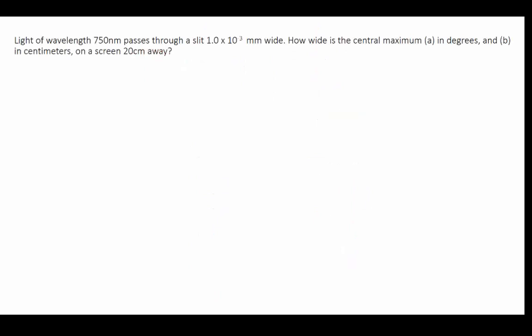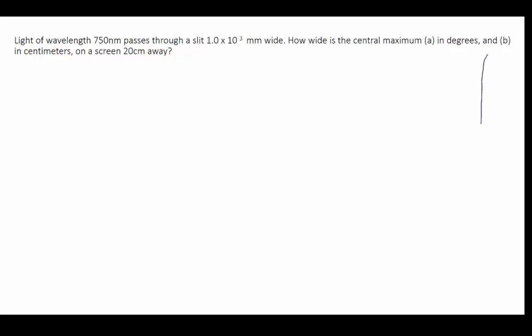All right, so let's do a quick example problem for a single slit situation. Light of wavelength 750 nanometers passes through a slit 1.0 times 10 to the negative 3 millimeters wide. How wide is the central maximum, A in degrees and B in centimeters on a screen that is 20 centimeters away?